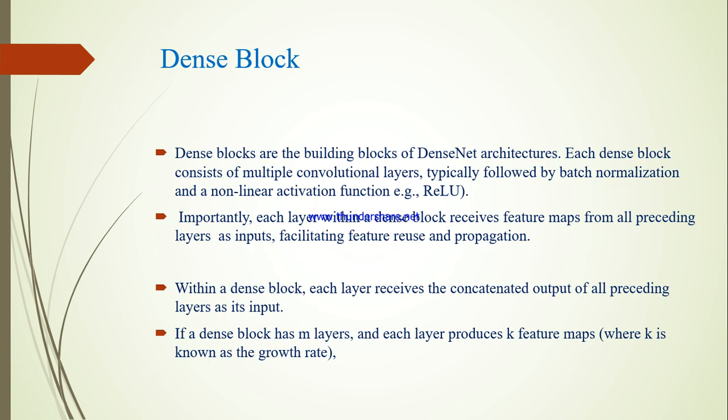And the dense block, what are the dense blocks? These are the fundamental blocks of the DenseNet architecture. Moreover, the block consists of multiple convolutional layers. If you already know about convolutional layers, we can understand this section very easily. Each layer within a dense block receives feature maps from all the preceding layers as input, which always supports feature reuse and propagation too.